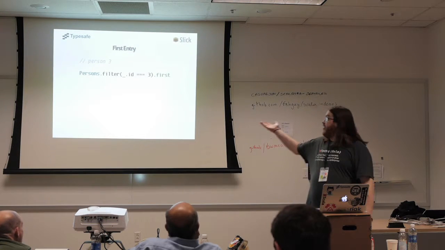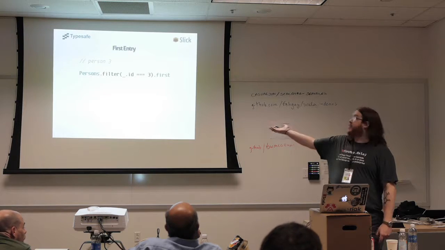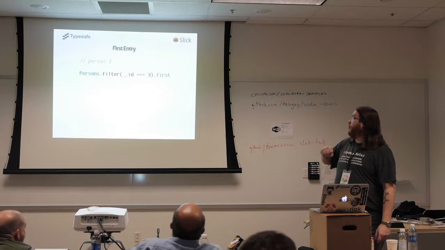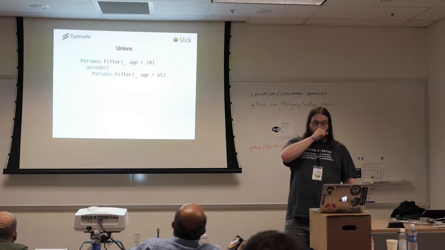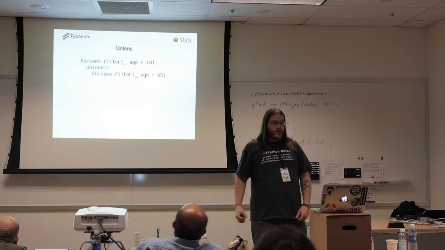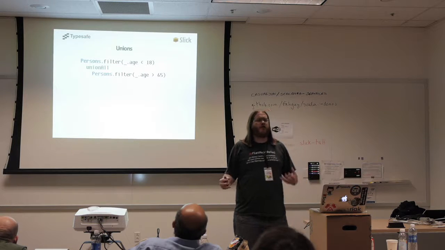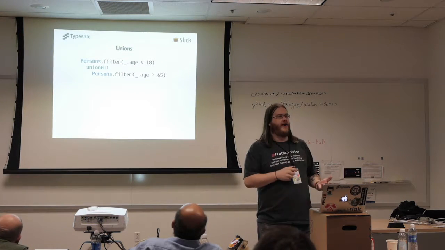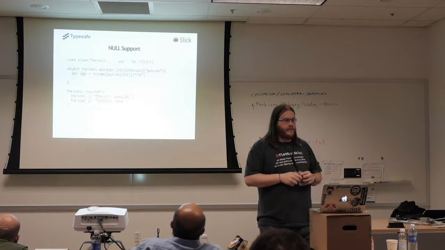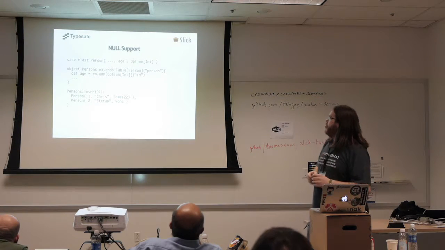I can pull out the first entry if I need to. So find me the persons who have the ID 3, pull out the first one. We do support unions. So in this case, I'm creating a union of all of the persons whose age is less than 18 or greater than 65. And we do support null as well.